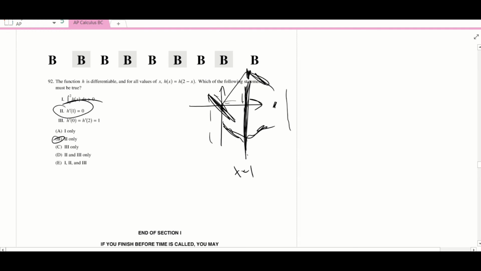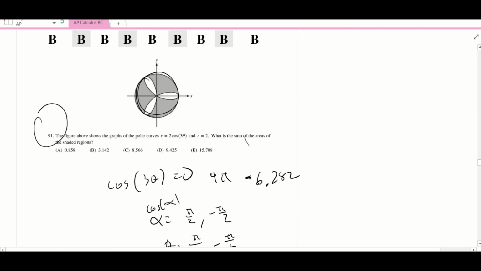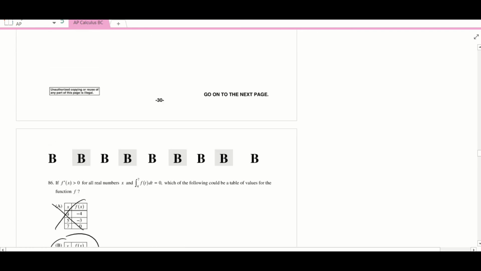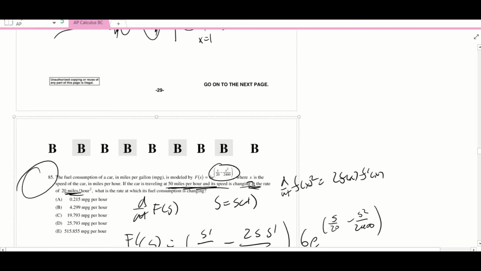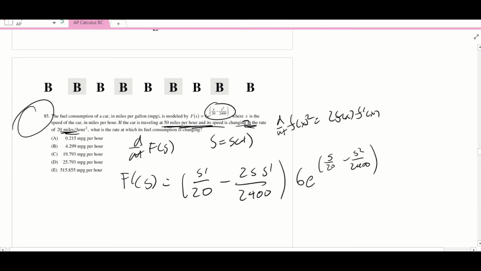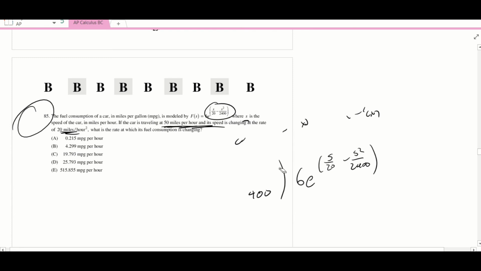Yeah. So we'll go back to the first problem that I so rudely skipped. The fuel consumption of a car in miles per gallon is modeled by this, where s is the speed of the car in miles an hour. If the car is traveling at 50 miles per hour and its speed is changing at a rate of 20 miles an hour squared, at what rate is the fuel consumption changing?